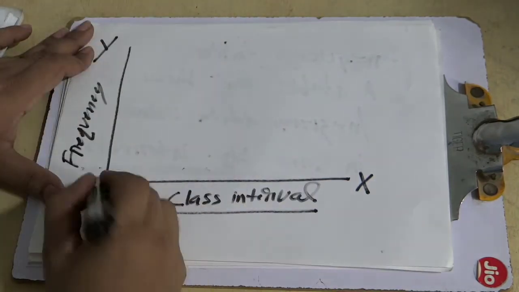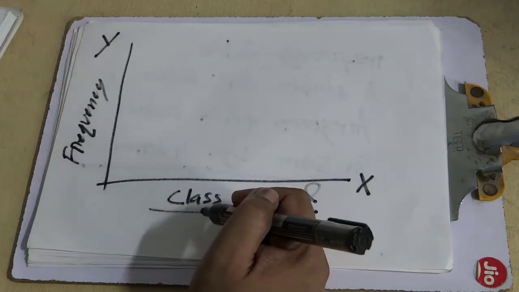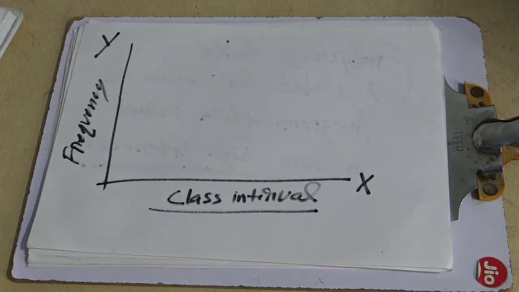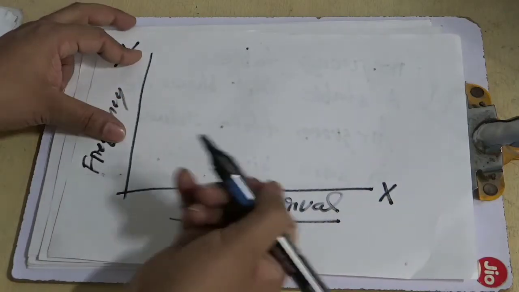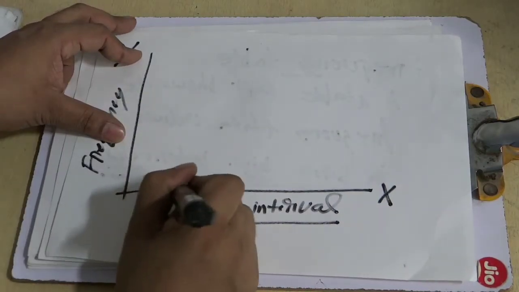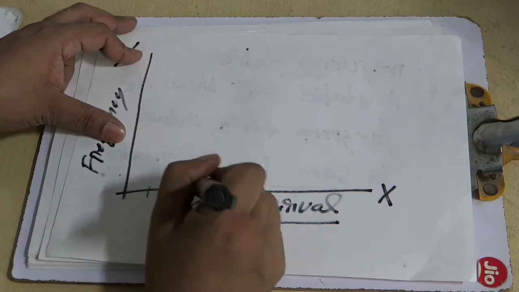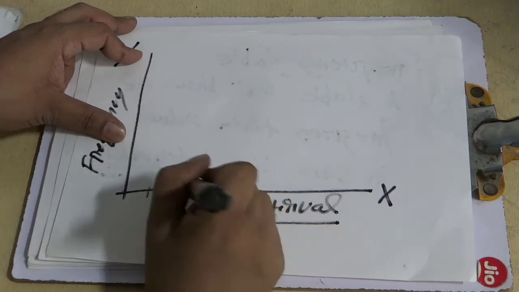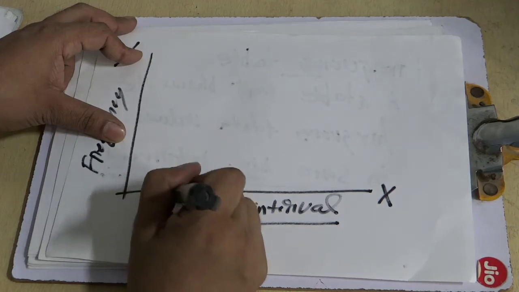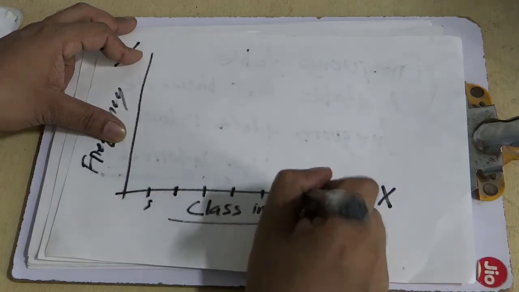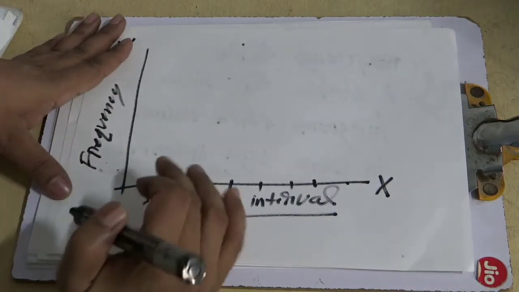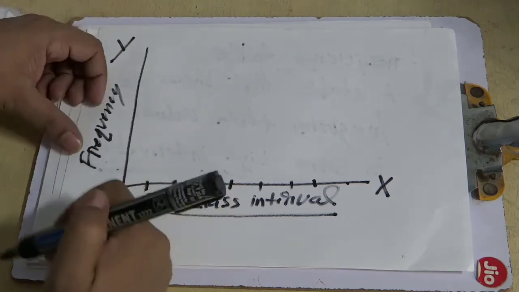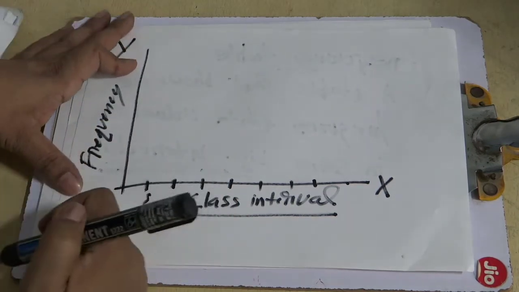Frequency, I think you can read it. Now what is the rule? We have seen this earlier, that the size of the interval should be the same. It can be anything. For example, if the interval is 5, then it is 5 every time: 5, 10, 15, 20, 25, 30, 35, and so on. And the frequency should also be in a similar fashion.